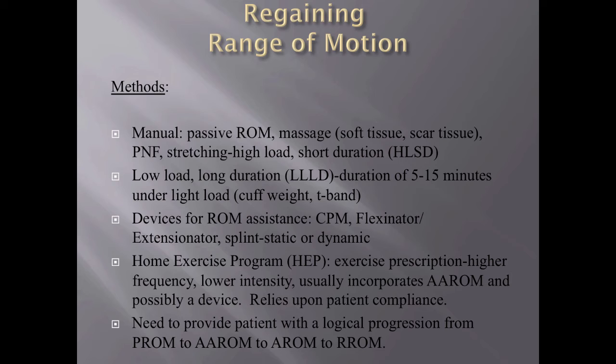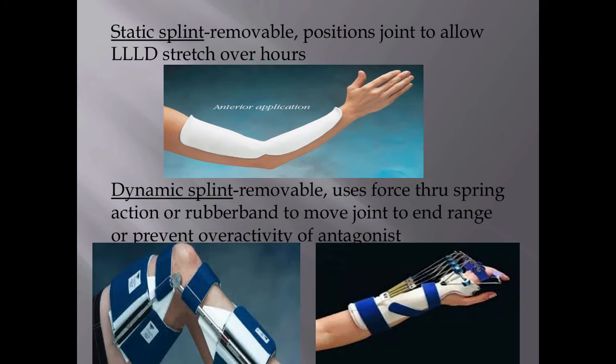So we want to gain that passive range of motion, get them working through it in an active assistive manner, and then advance from that to an active. And then finally, as they become stronger and they have greater quality of movement, then we can move to resistance.